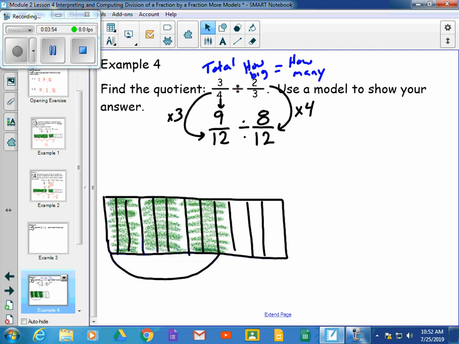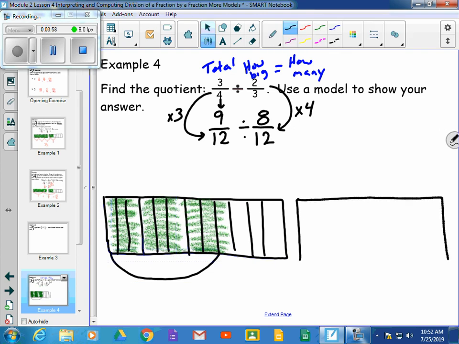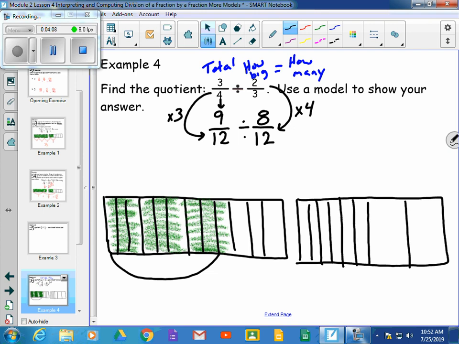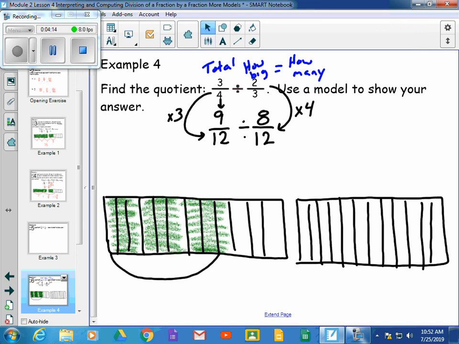What I need to do is to draw another bar, make sure that it is split into 12ths. I'm not going to color anything in. This gives me, it's basically like putting a 0 on there. And what that does is it gives me enough pieces so that I can put 8 into a group. I can get that last green one into a group of 8.